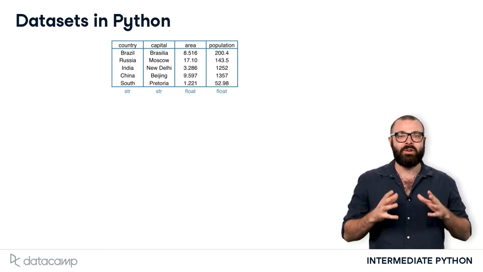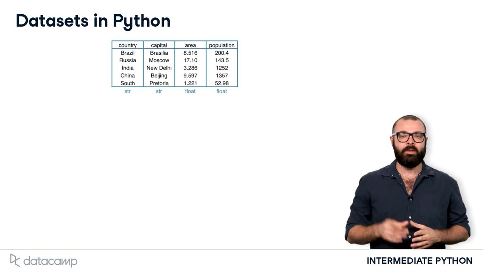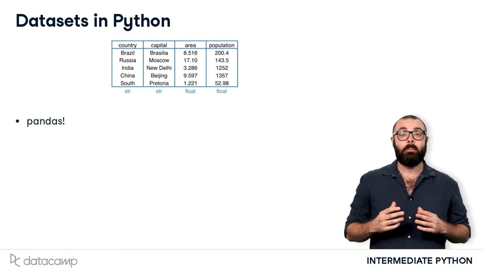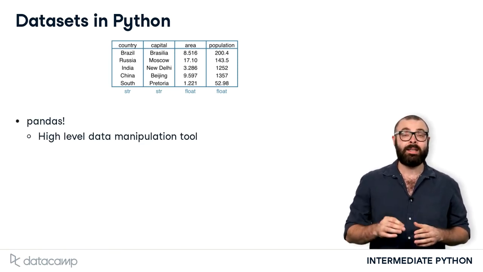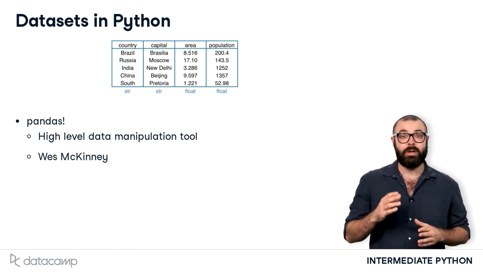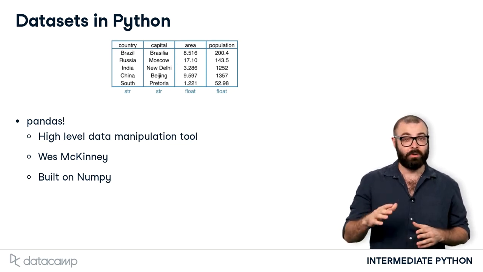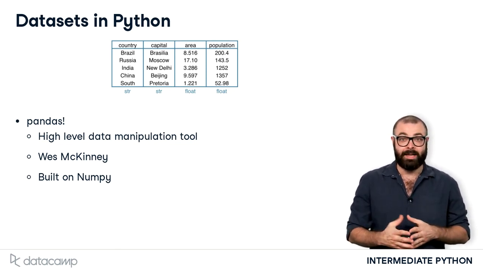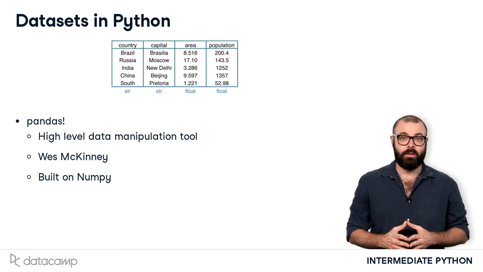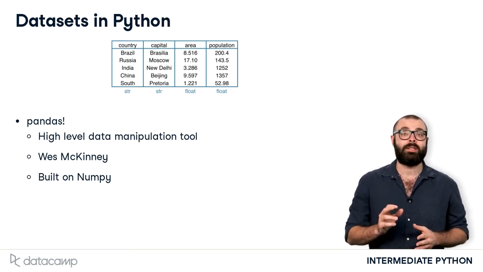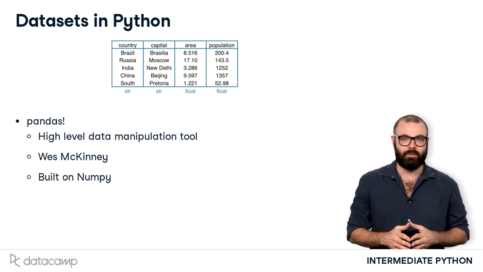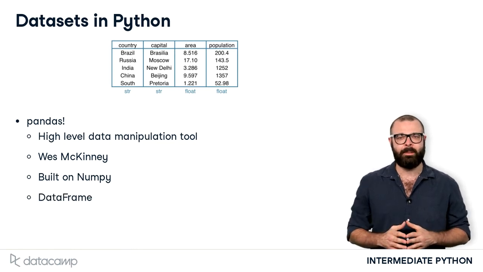To easily and efficiently handle this data, there's the Pandas package. Pandas is a high-level data manipulation tool created by Wes McKinney, built on the NumPy package. Compared to NumPy, it's more high-level, making it very interesting for data scientists all over the world. In Pandas, we store the tabular data, like the BRICS table, in an object called a DataFrame.